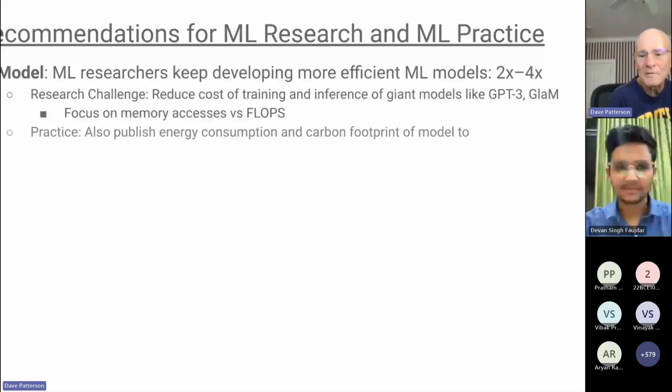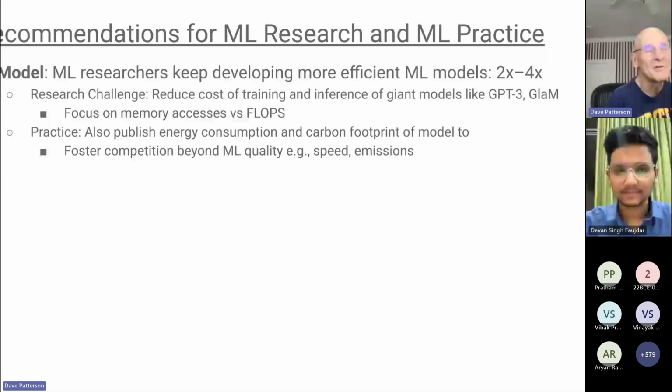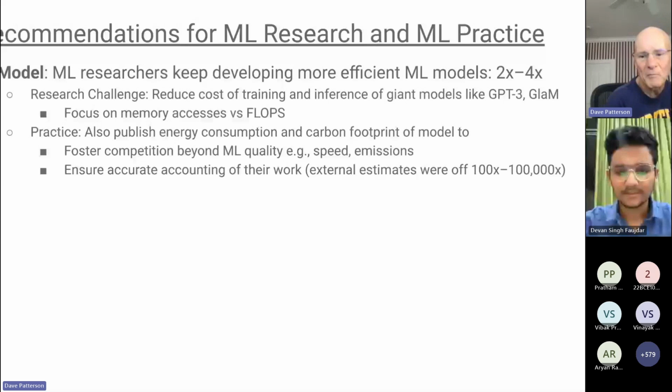And then, if you're going to write one of these papers, why don't you publish the energy consumption and carbon footprint, so that we get competition beyond quality, on reducing the energy footprint, and to make sure we get the right answers, because if people calculate it afterwards, they can be off by gigantic factors.